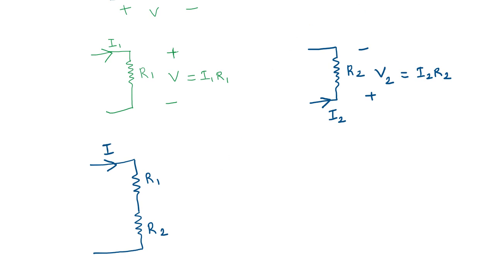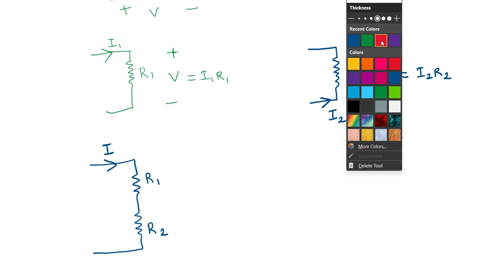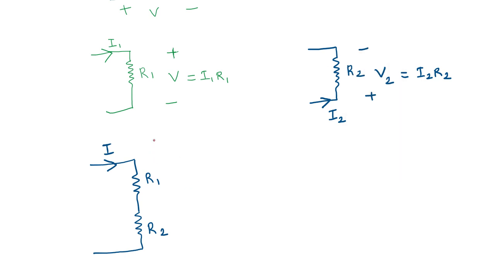Then this I will set up a voltage across R1 and R2. The voltage set up across R1 will have this polarity, where the voltage V1 is given as I into R1. Similarly, the voltage set up across R2 will have this polarity, and the voltage V2 is equal to I into R2.